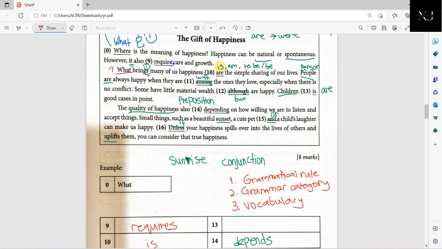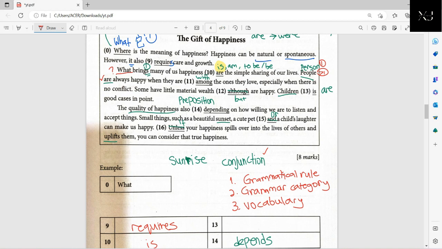The simple sharing of our lives. People are always happy. So before we continue, people is plural. How do we know this? We see the word are. Are is for plural. We are, they are. Person is the singular. So there's no such thing as persons or peoples. It's person and people. People are always happy when they are with the ones they love.